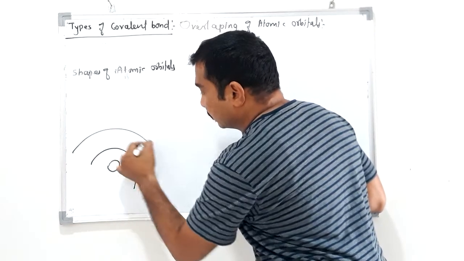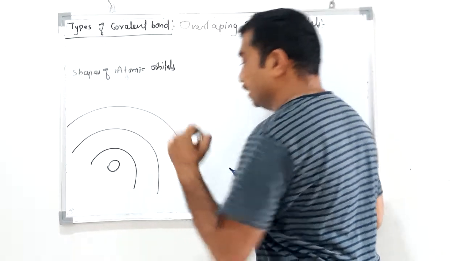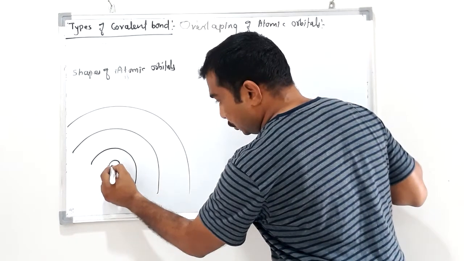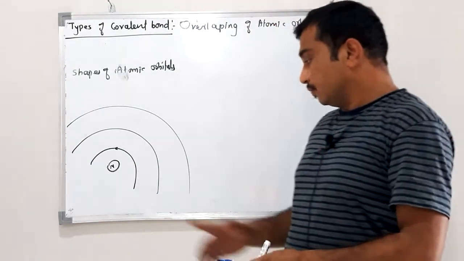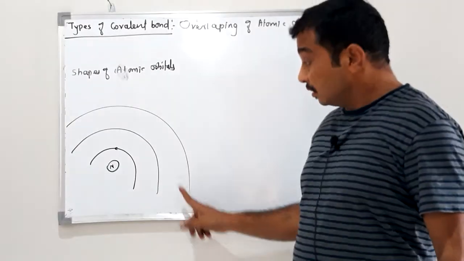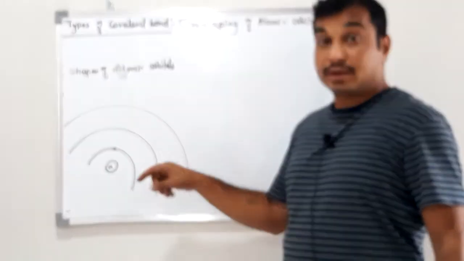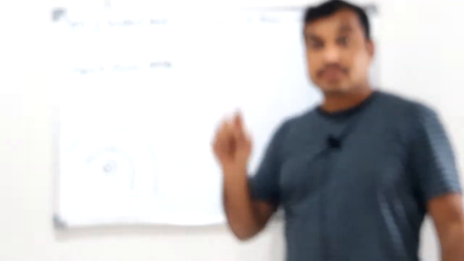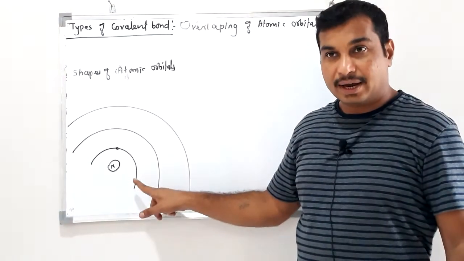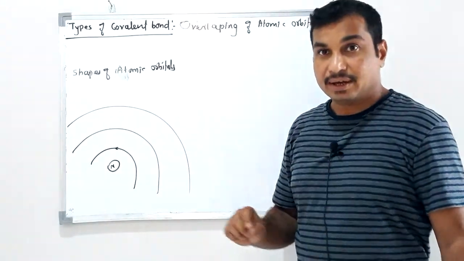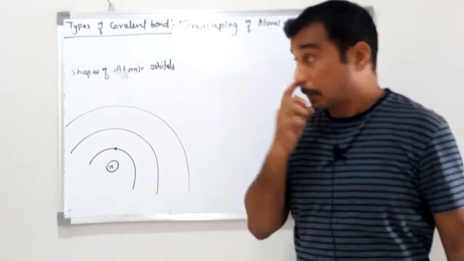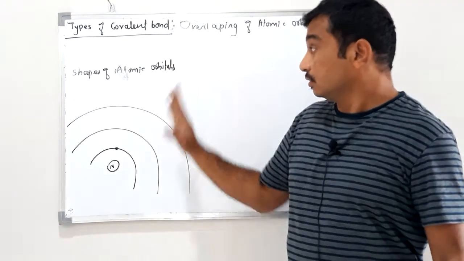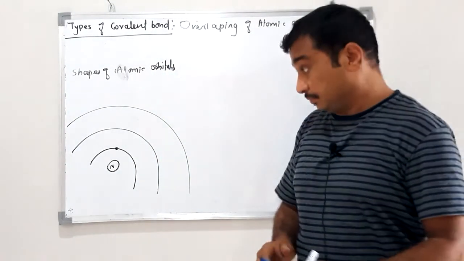These are the orbits, shell or orbit. This is the nucleus, and here electrons are revolving in different orbits: first orbit, second orbit, third, and each shell has subshells. This subshell again has small areas, and that is called orbitals.